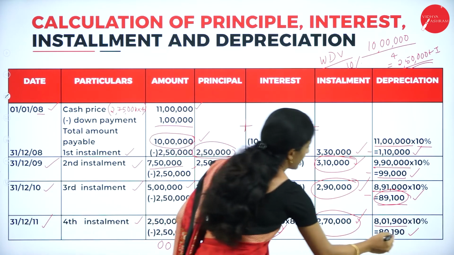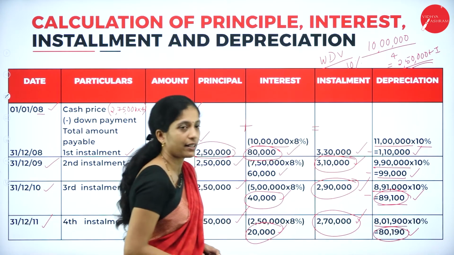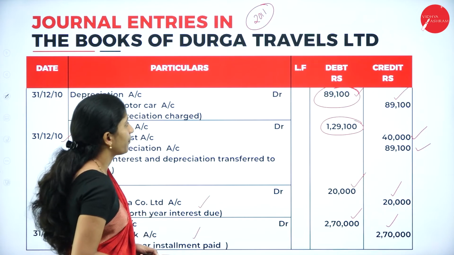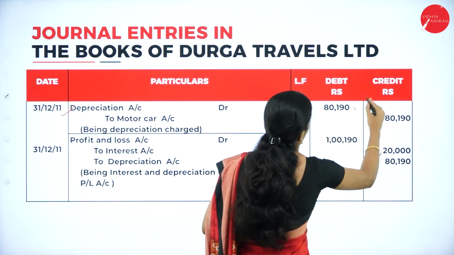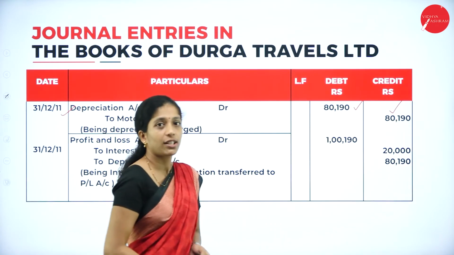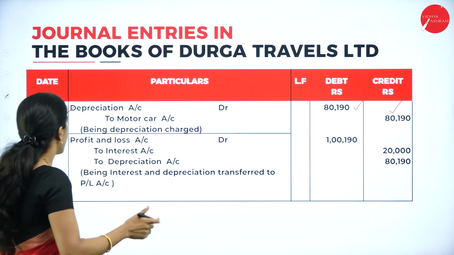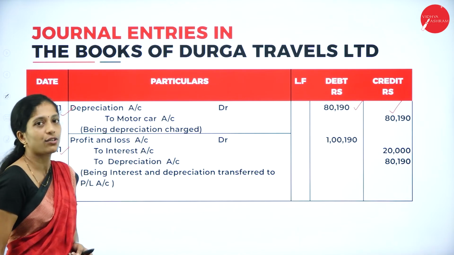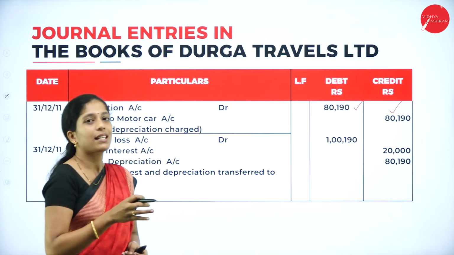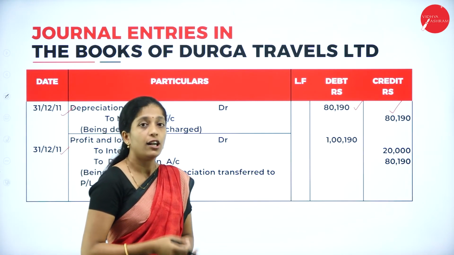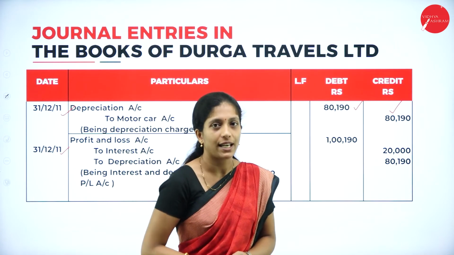So depreciation is 80,190. So write that 80,190. And a last transaction is transfer interest and depreciation to profit and loss account. So at the end of the year, that is 31st/12/2011. So what is the entry? Profit and loss account debit to interest account, to depreciation account.